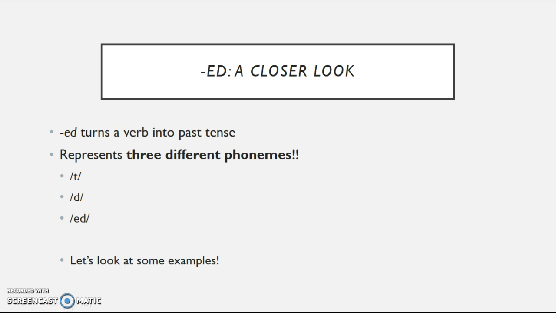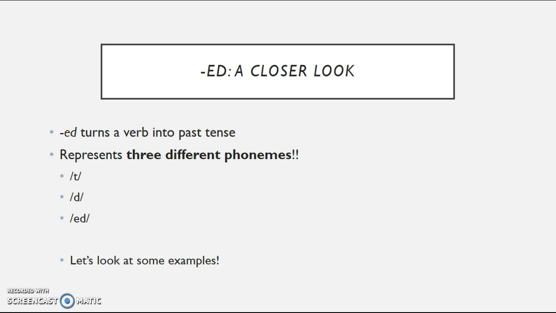So the grapheme ED turns a verb into the past tense. For example, if we take the verb jump and add an ED, we have the past tense verb jumped. Yesterday he jumped over the fence.